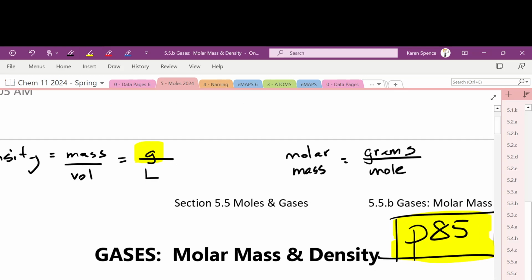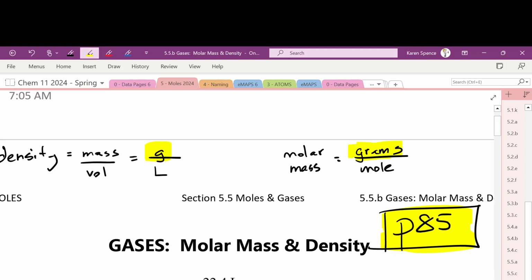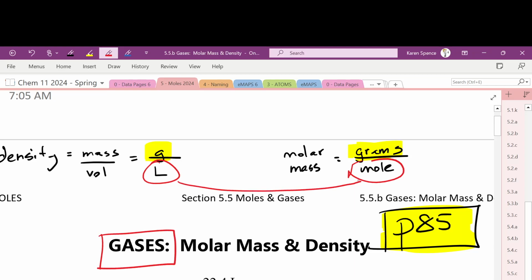top of density, and grams on the top of molar mass. What we've got on the bottom is liters and moles. So if we're working with gases, do we know how to convert between liters and moles if it is a gas? Tell your partner, yes or no, do we know how to convert between liters and moles if we have a gas?